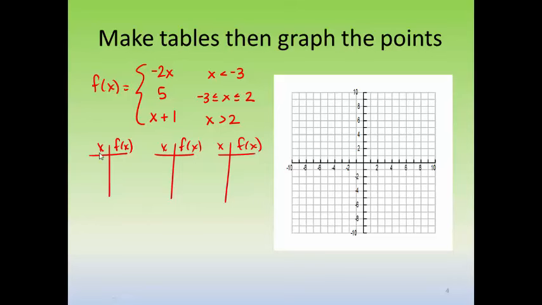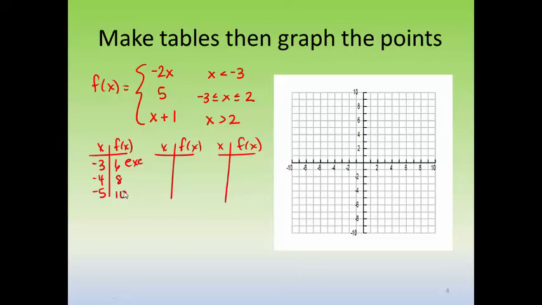So this one's going to require 3 charts. Our first one, we want to use the -3 just so we know where the open circle is going to be. Not because it's included, but because it just needs to be represented. Then we want to choose numbers that are less. So how about a -4 and a -5? That's plenty. So I put the -3 in and we get a 6, a -4 gets me an 8, and a -5 gets me a 10.